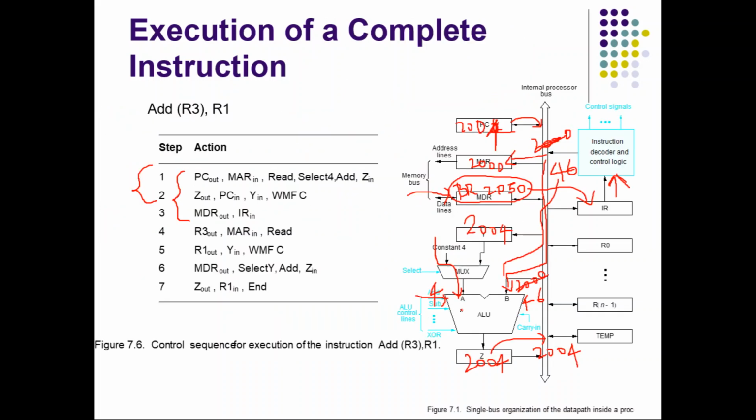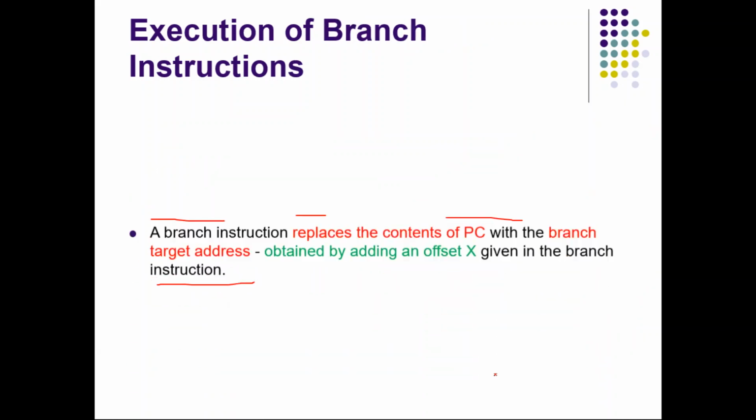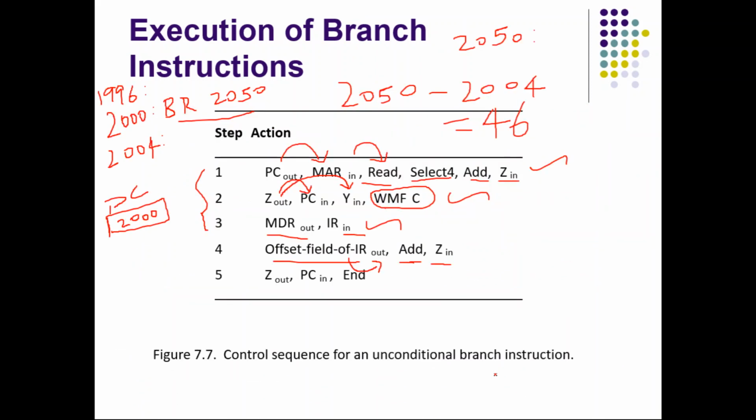So what is the result? 2004 plus 46 is 2050. So Z becomes 2050. Now we got the branch target address. Now Z out and move it to PC in. That's it.